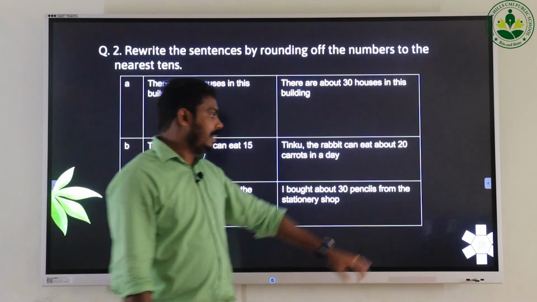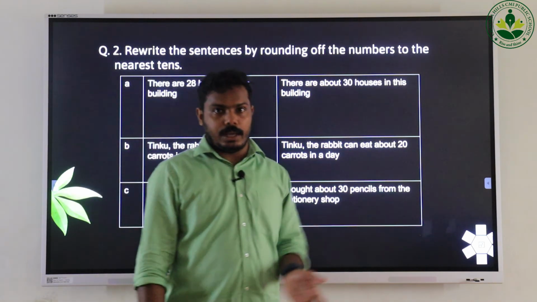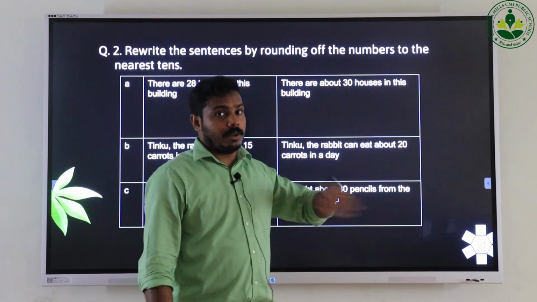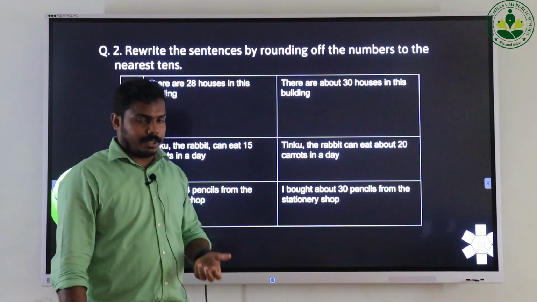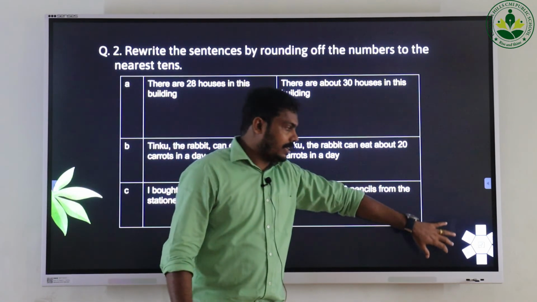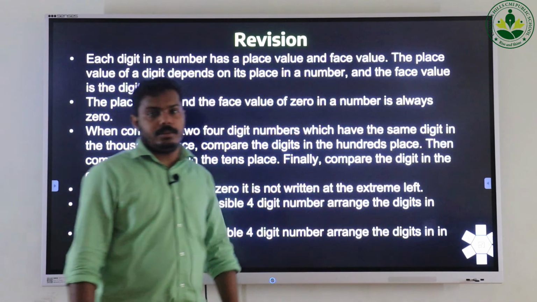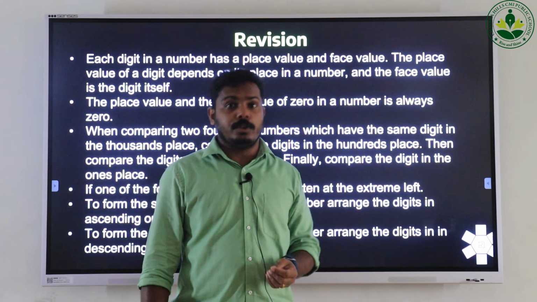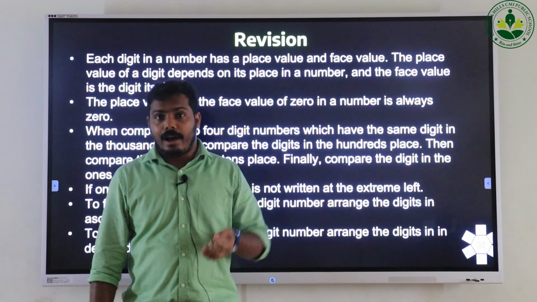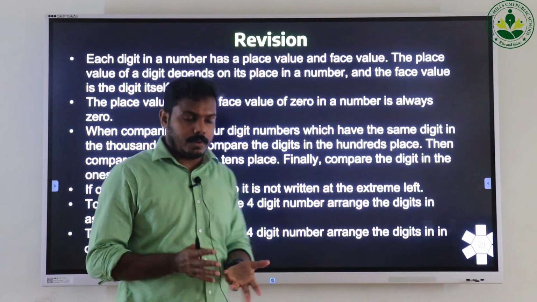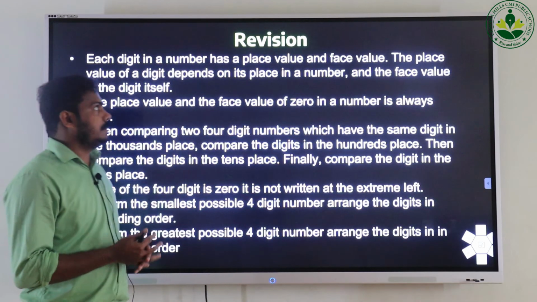If you want to round off a number to its nearest 10, look at the digit in the ones place. If it is less than 5, that means 1, 2, 3 or 4, write 0 instead of that ones place digit, and there is no change in tens place digit. Second case, if it is 5 or more, then what we do? Add 1 to the digit in the tens place and write 0 instead of the ones place digit.